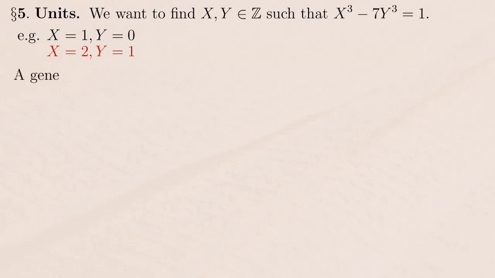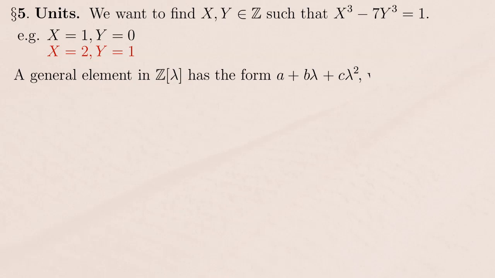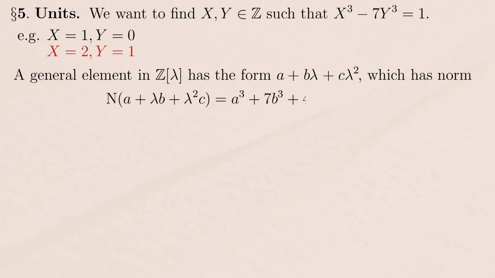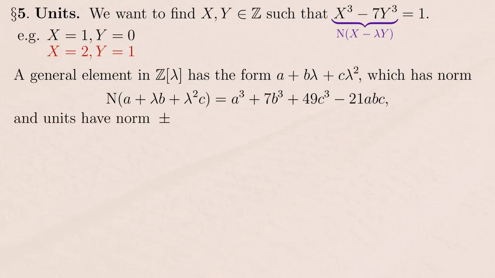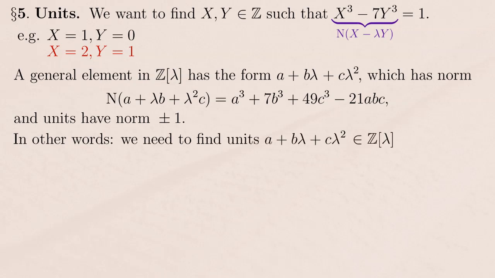In general, elements of Z adjoin lambda, where, as before, lambda is a cube root of 7, have the form a plus b lambda plus c lambda squared. And we can work out the norm of this element as follows. So x cubed minus 7y cubed is the norm of x minus lambda y, and just as always, the units of Z adjoin lambda are the elements with norm plus or minus 1. So our question reduces to finding units a plus b lambda plus c lambda squared, where this last coefficient c is equal to 0.